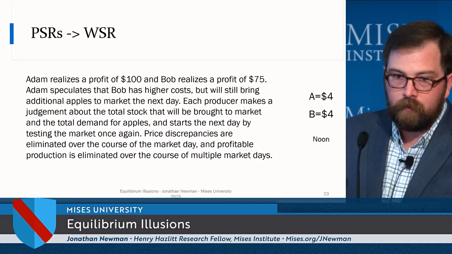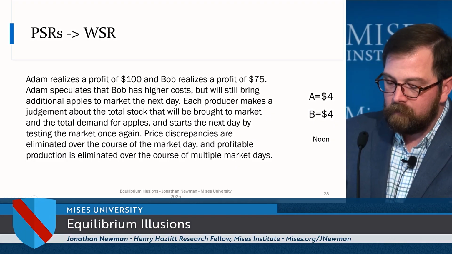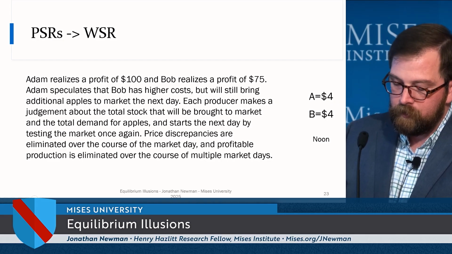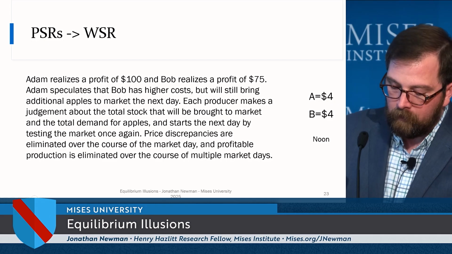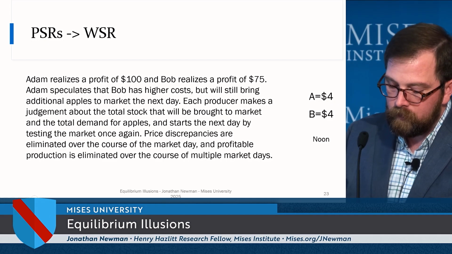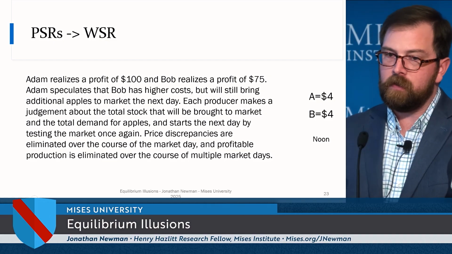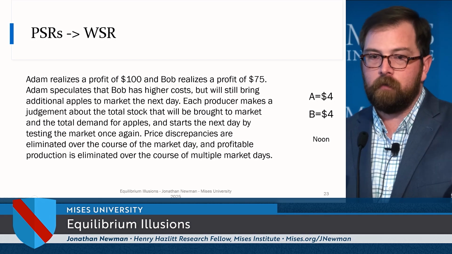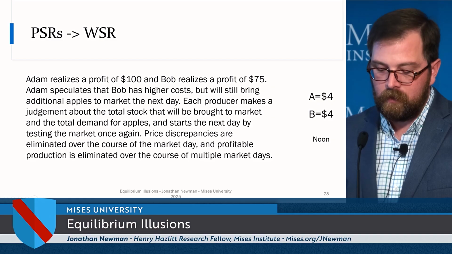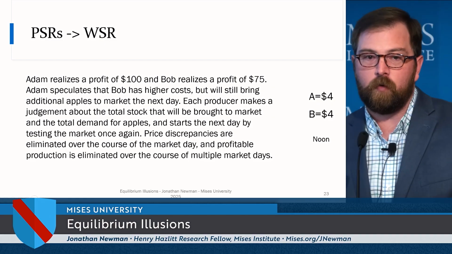And so we'll say, going back to Adam and Bob, there's differences in profits. Adam speculates that Bob has higher costs, but will still bring additional apples to market the next day. Each producer makes a judgment about the total stock that will be brought to market and the total demand for apples. And they start the next day by testing the market once again. Price discrepancies are eliminated over the course of the market day. Once again, it does not have to be a 24-hour period or a 4-hour period as I've shown it. It just depends on the sequence of things that are taking place. Price discrepancies are eliminated. Profitable production is eliminated over the course of multiple market days.